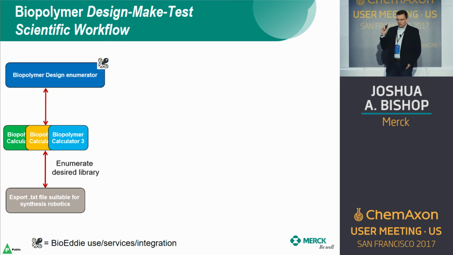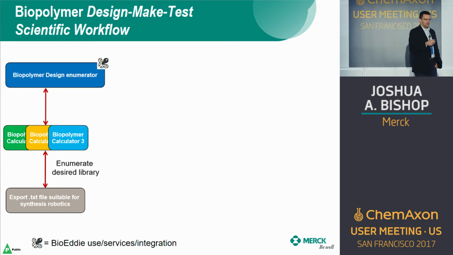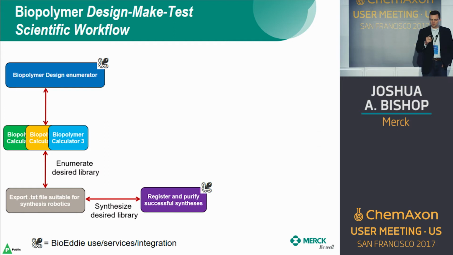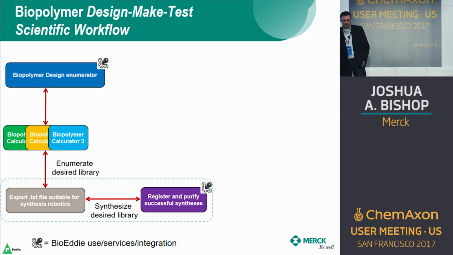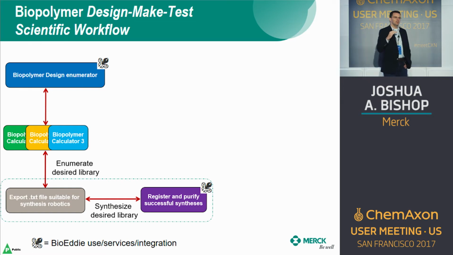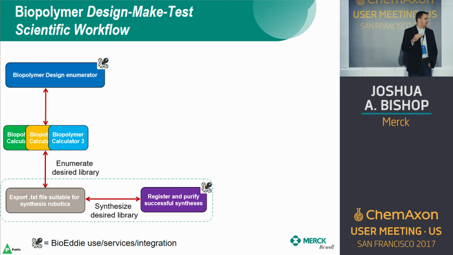We take the enumerated desired library and export the desired targets for synthesis, and we do this into a text format that's suitable for synthetic robots. Synthesize the desired library and register and purify successful syntheses. There's a little bit of a sub-step here that I'm going to talk about later on in the presentation, but the first part of it is thinking about biopolymer library synthesis and then taking individual biopolymers and performing modifications on them and doing traditional synthetic chemistry against larger biopolymers. So we'll talk about that in a moment.